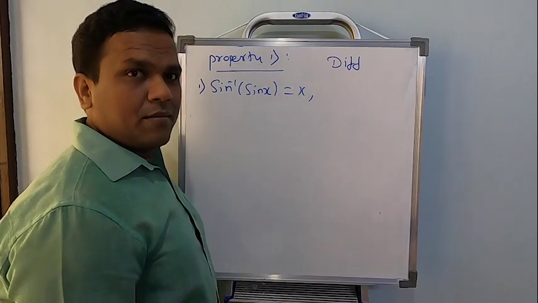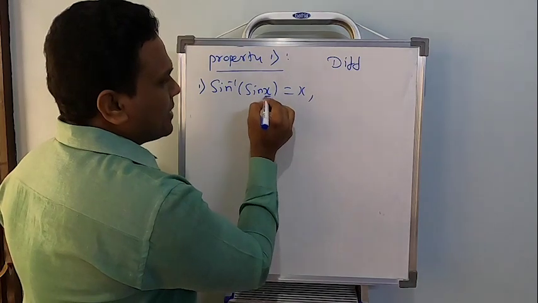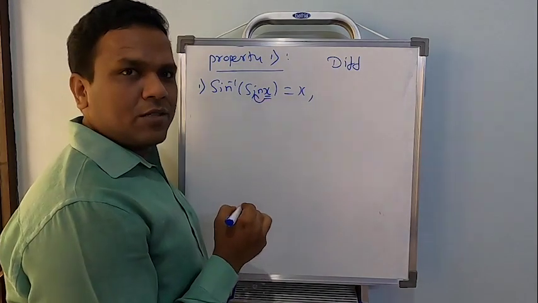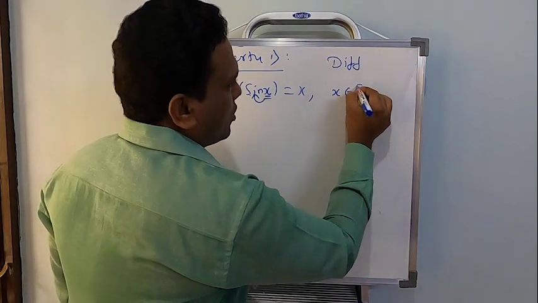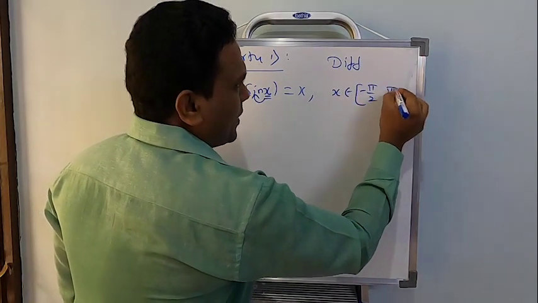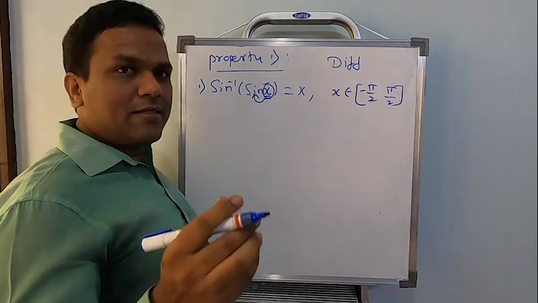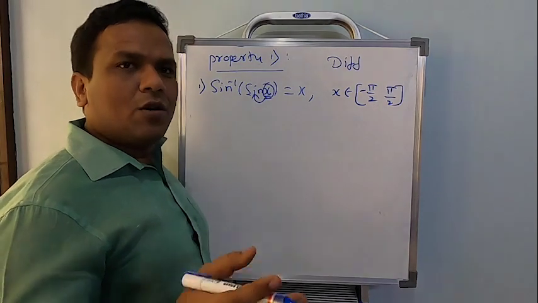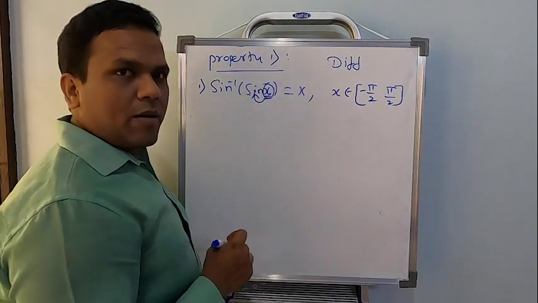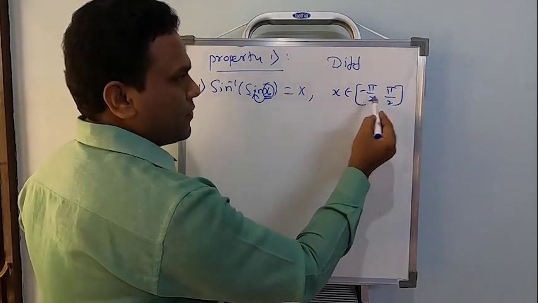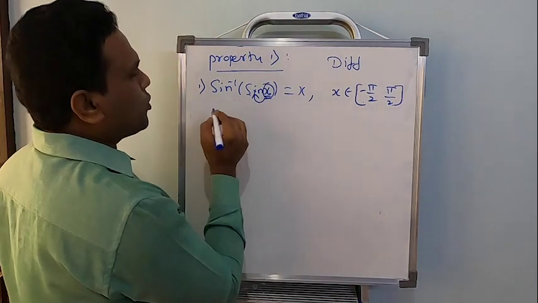Not every time. It cannot be every time. When it's possible, look here: x is present inside a trigonometric function. What is the domain of sine? The domain of sine was what? x should belong to minus pi by 2 to pi by 2. The most important thing is whether x is present inside a normal trigonometric function or an inverse trigonometric function. Here it's present in just a trigonometric function, so the domain will be the closed interval minus pi by 2 to pi by 2.